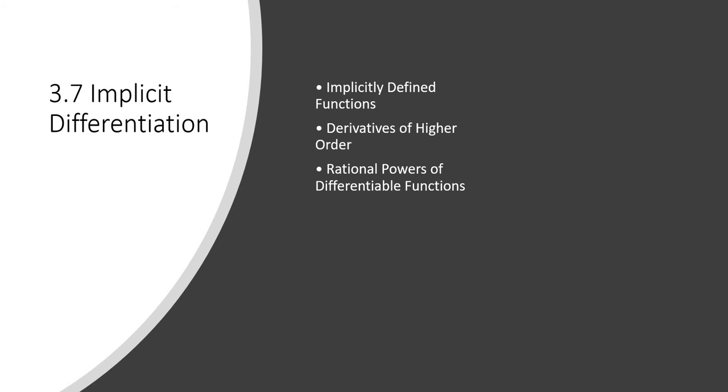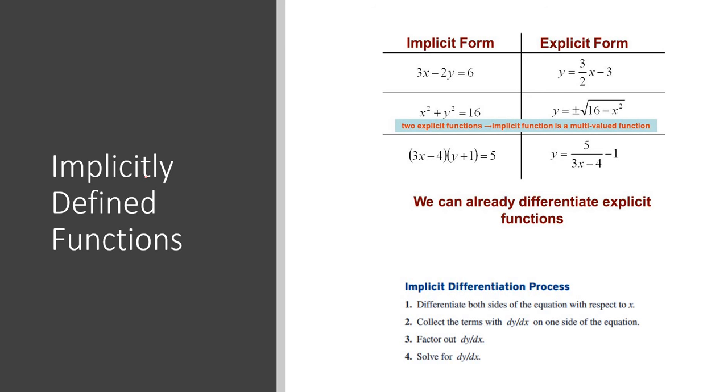Section 3.7 deals with implicit differentiation. We will also be talking about higher order derivatives and rational powers of a differentiable function. In order to understand implicit differentiation, first we have to review what the words implicit and explicit actually mean.